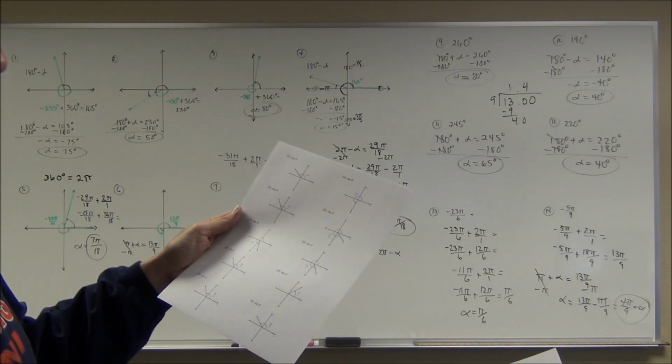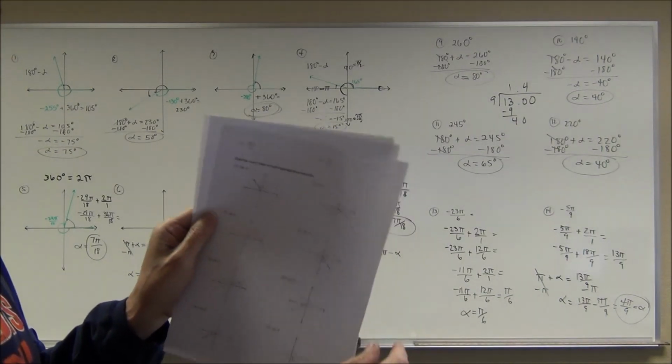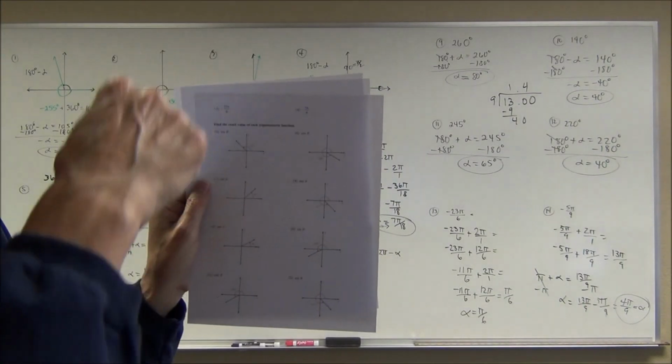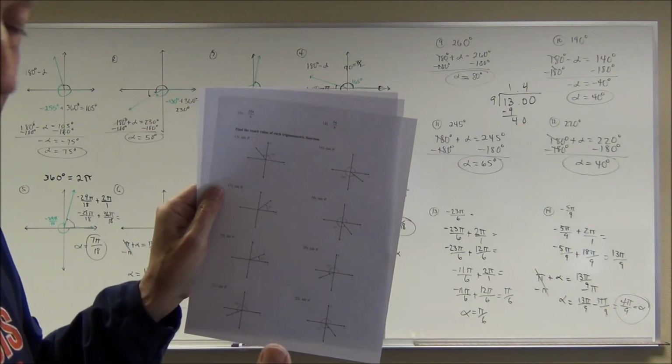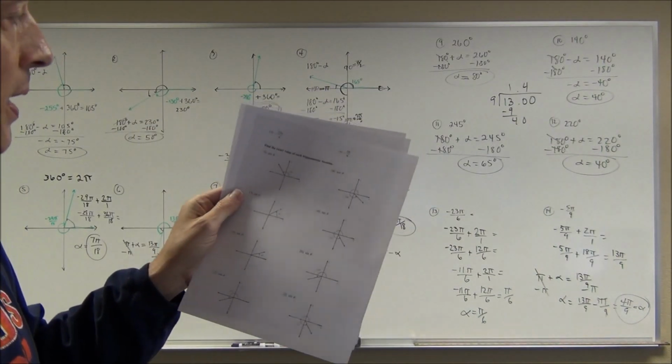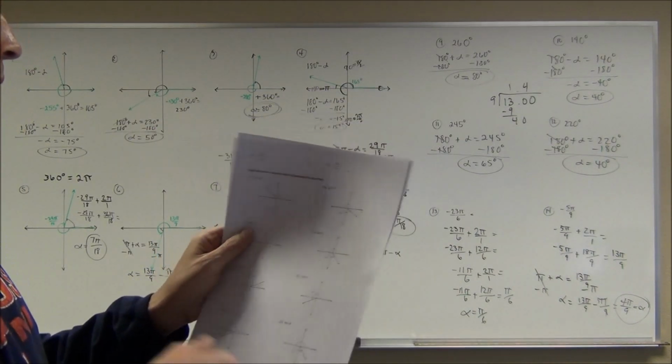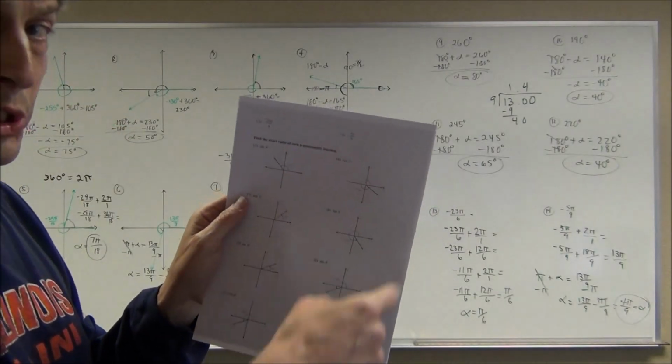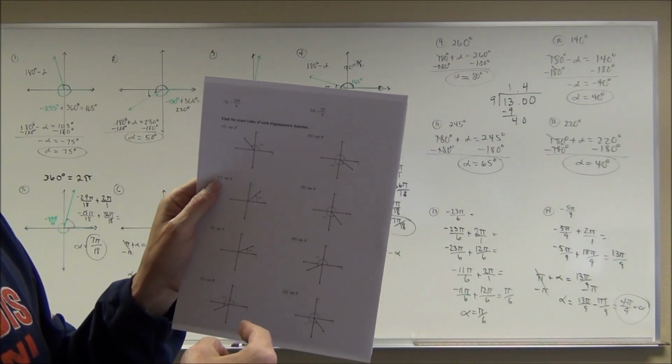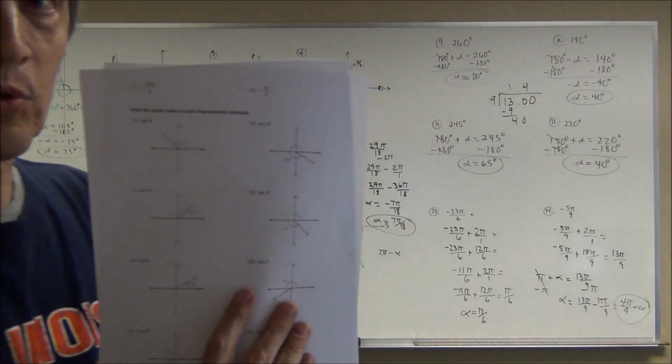Oh, there's 2, 3, there's 4 tangents on the back page. Remember, the tangent is the sine of the angle over the cosine of the angle, and you simplify, because they mostly will simplify pretty nicely for you. So use your unit circle, but make sure you've got the unit circle memorized.